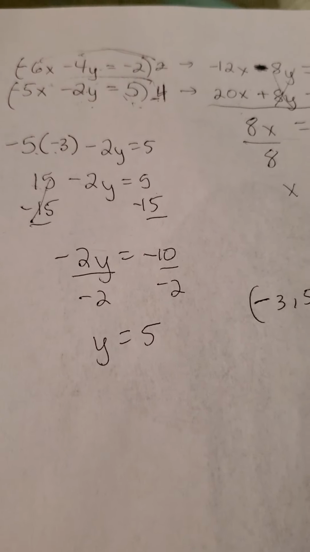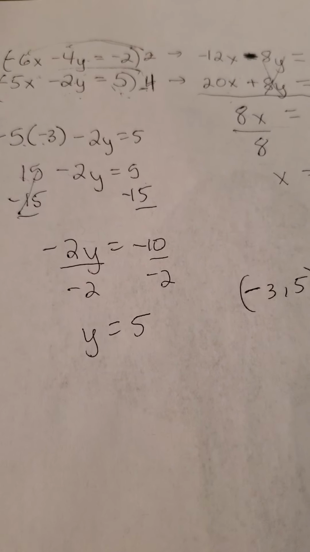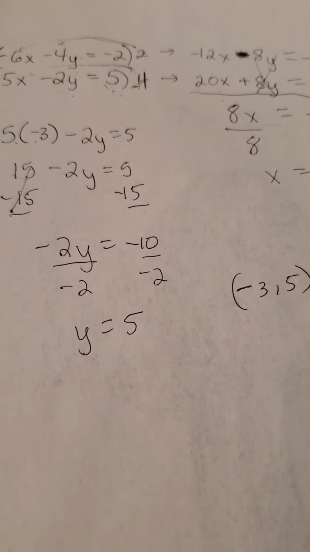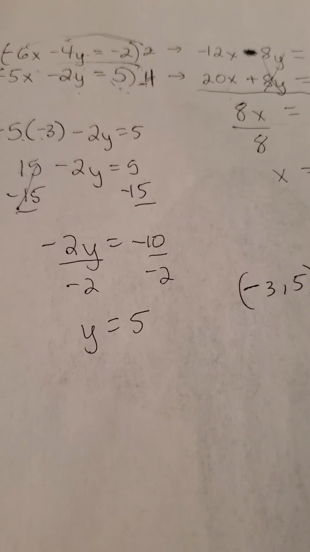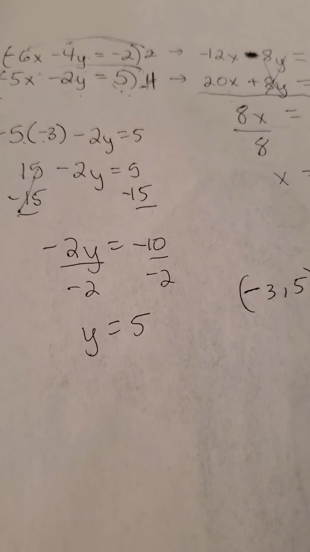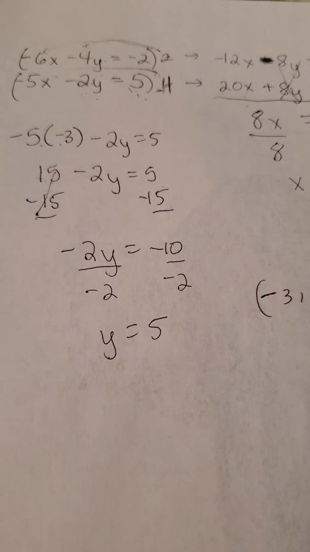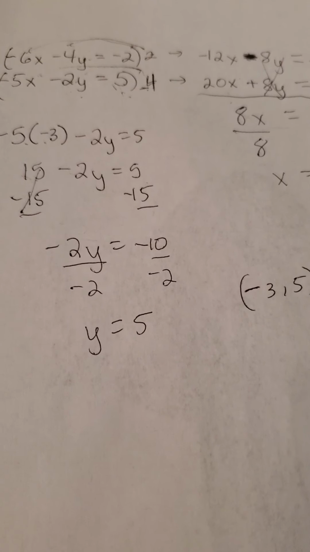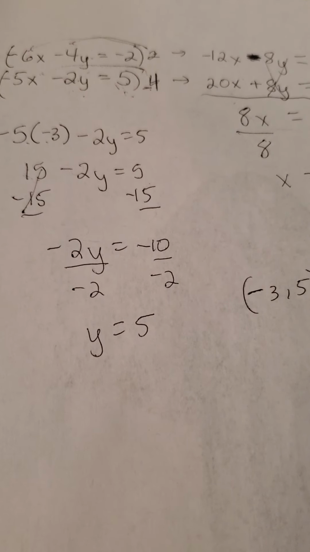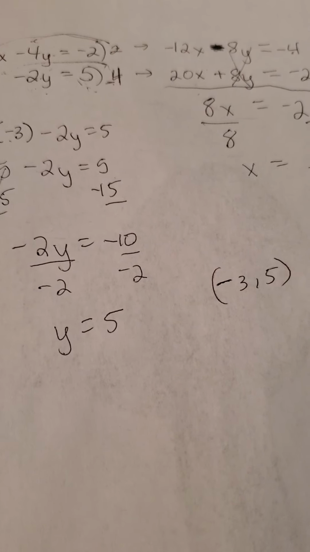So if I do negative 3 in for x, negative 6 times negative 3 is 18. 5 for y. Negative 4 times 5 is 20. Or I'm sorry, 18 minus 20, because negative 6 times negative 3 is a positive 18. 18 minus 20 is negative 2. That works. Negative 5 times a negative 3 is 15. Negative 2 times 5 is negative 10. So 15, or positive 15, again, minus 10. 15 minus 10 is 5. So that works. So this is our solution to the problem.